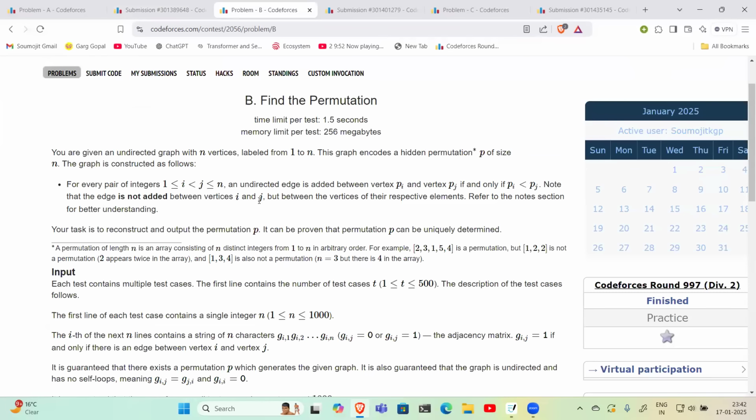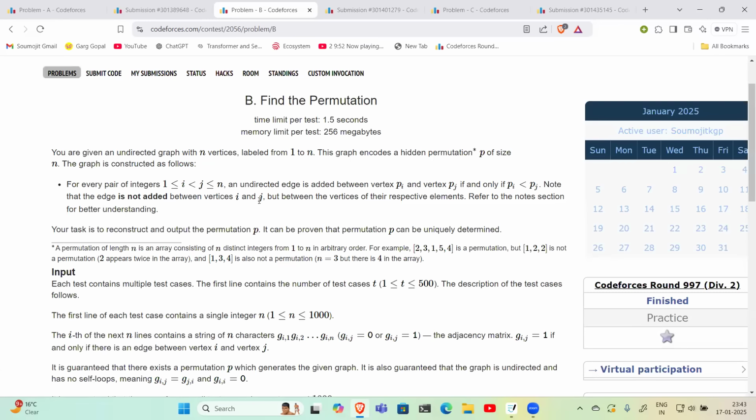It says that you are given an undirected graph with n vertices labeled from 1 to n, and this graph encodes a hidden permutation p of size n. The graph is constructed as follows. For every pair of integers i less than j, an undirected edge is added between vertex pi and pj if and only if pi less than pj. Okay, note that the edge is not added between vertices i and j, but between the vertices of the respective elements. Refer to the notes section for better understanding.